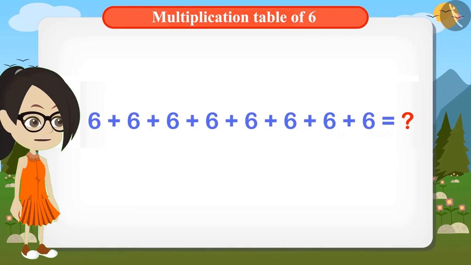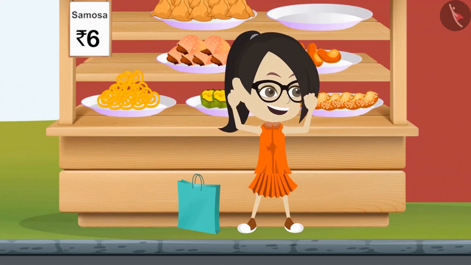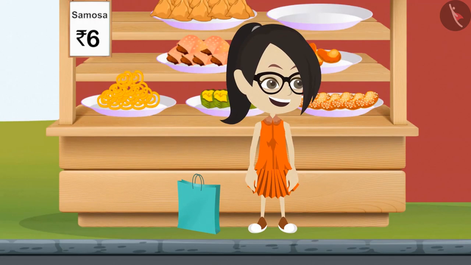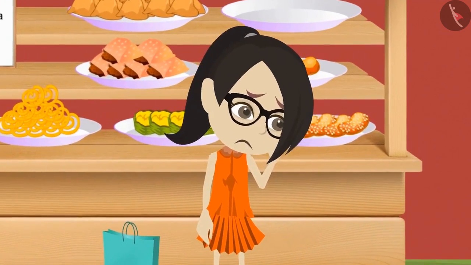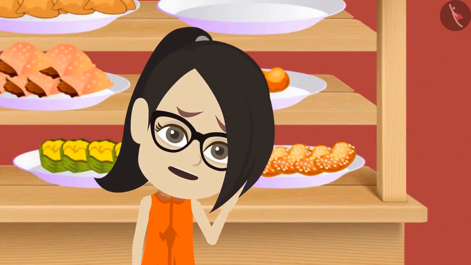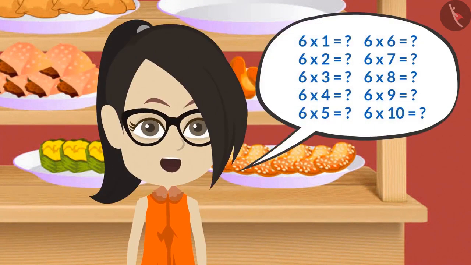Multiplying 6 by 8 is better than adding 6 repeatedly 8 times. Vandana has understood how to calculate the cost of 8 samosas quickly. But there is a problem. I do not know the table of 6. If I had known the table of 6, I could have immediately calculated the cost of 8 samosas.